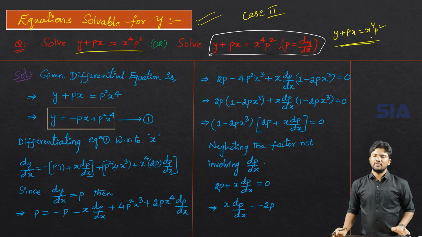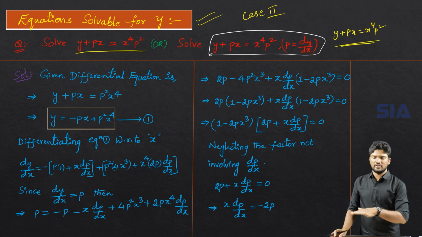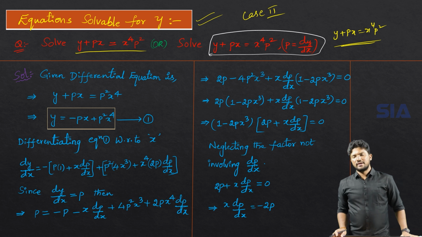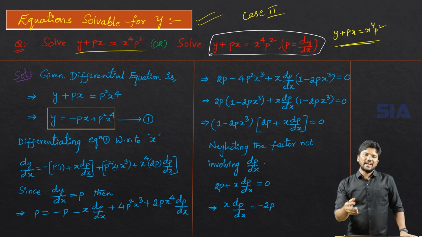So this equation we cannot factor into rational factors. So clearly it is solvable for y, or you could have solvable for x also.